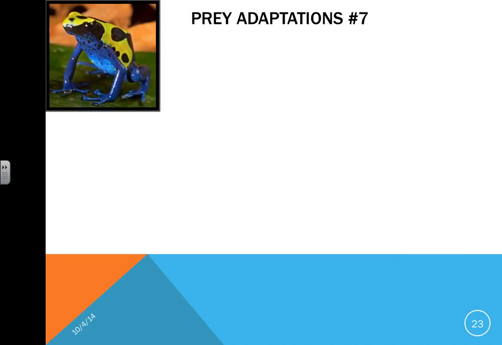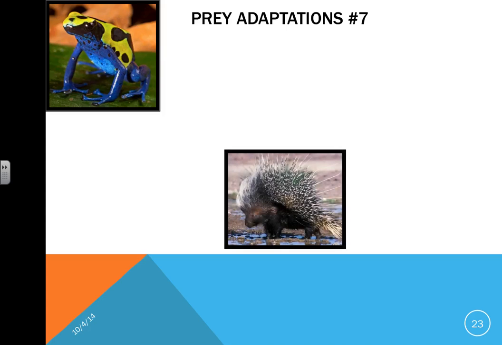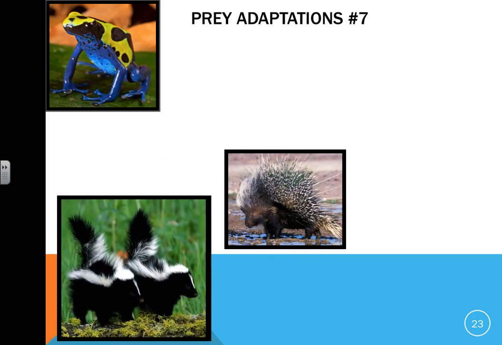This is a frog. This is a warning. The adaptation that this frog has is called warning coloring. Like many brightly colored animals, this frog is very poisonous. Its very bright blue and yellow colors warn predators not to eat it. Porcupines, as we know, have these quills. Quills are very, very dangerous to animals that go after the porcupines.